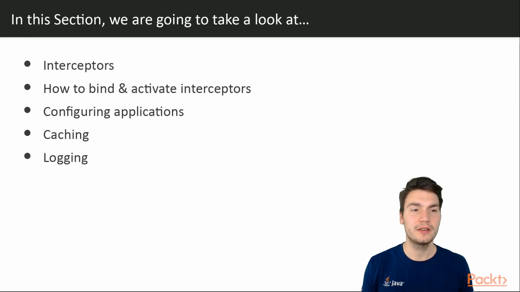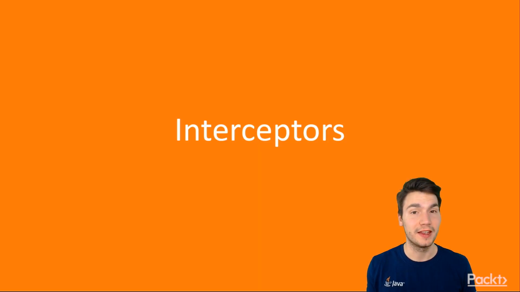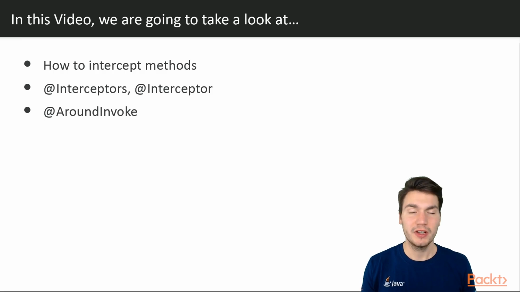So we're going to look at interceptors, what they are and how to bind and activate them, how to configure our enterprise applications and how to do matters such as caching or logging. And the first video is about interceptors. We're going to see how we can intercept business methods using the Interceptors API and how to use the annotations such as interceptors, interceptor, and around invoke.